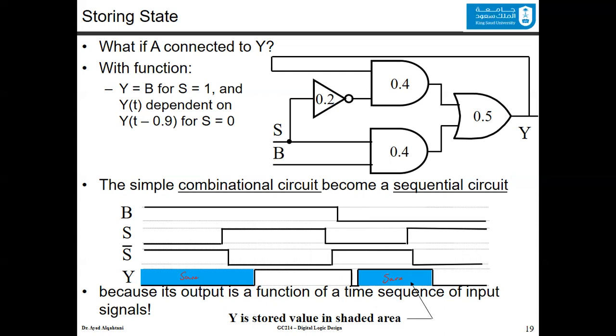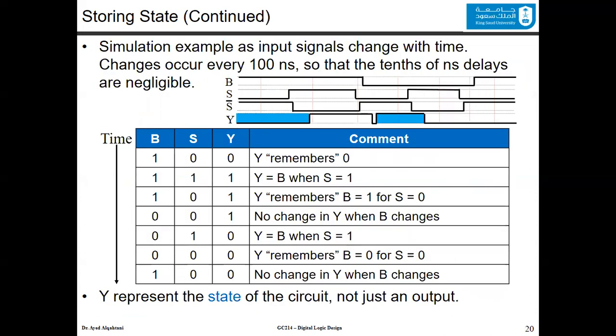To understand this clearly, here are some simulations with time, some input variables. The simulation example as input signal change with time right now. Now, the changes occur every 100 nanoseconds, so that the 1/10 of a nanosecond delay are negligible. So we made those assumptions to make sure that the changes are reflected in the output y.